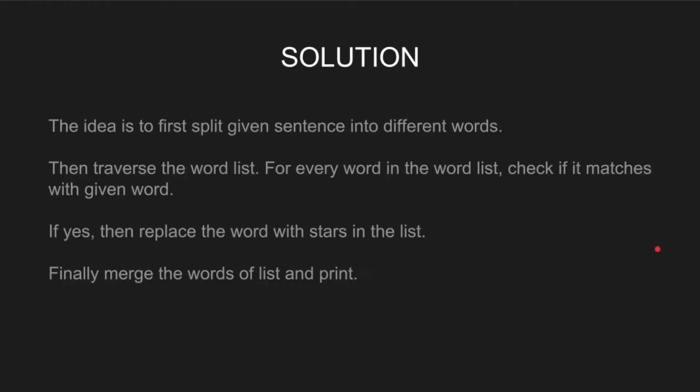The idea is to first split a given sentence into different words. Then traverse the word list. For every word in the word list, check if it matches with the given word. If yes, then replace the word with stars in the list. Finally, merge the words of list and print.